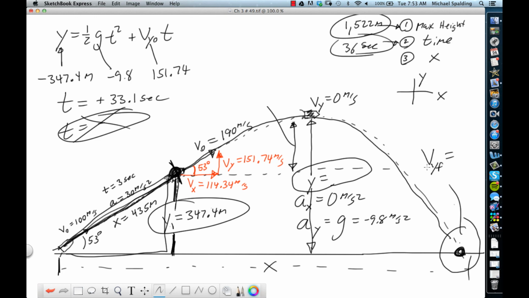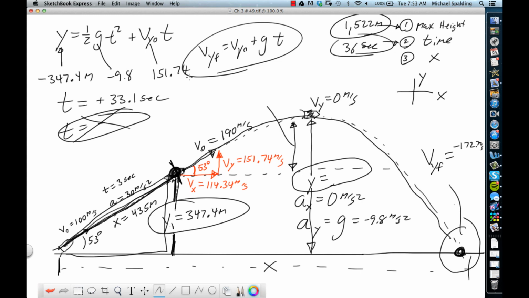If you calculate that correctly, you'll get negative 172.7 meters per second. So if you can figure out that final y velocity, then you have the starting y velocity, the ending y velocity, and the acceleration. Then you could go Vy final equals Vy initial plus gt, and use that to solve for time. That's if you wanted to avoid the quadratic.